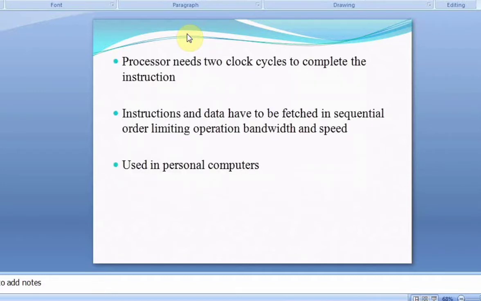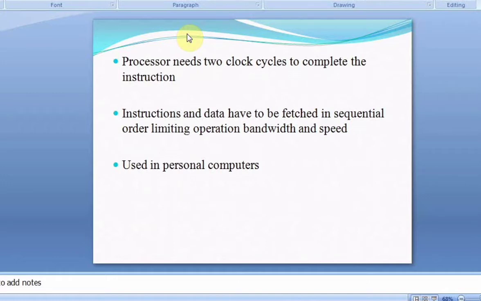Now, as I told you, the processor needs two clock cycles to complete the instruction. In the first clock cycle, the processor gets the instruction from memory and decodes it, and in the next clock cycle, the required data is taken from the memory. Therefore, for each instruction, this cycle repeats and needs two cycles to complete one instruction.